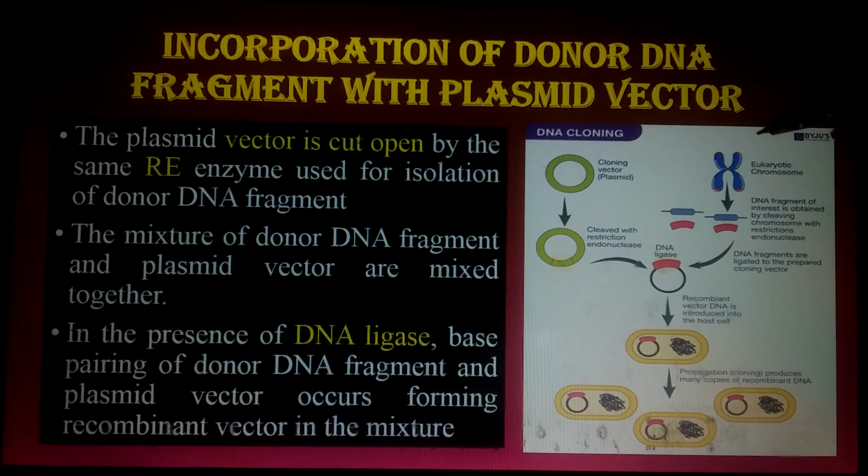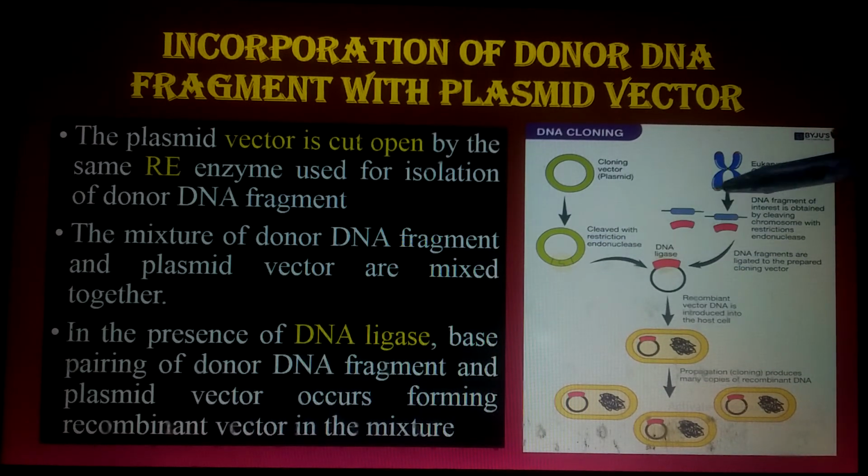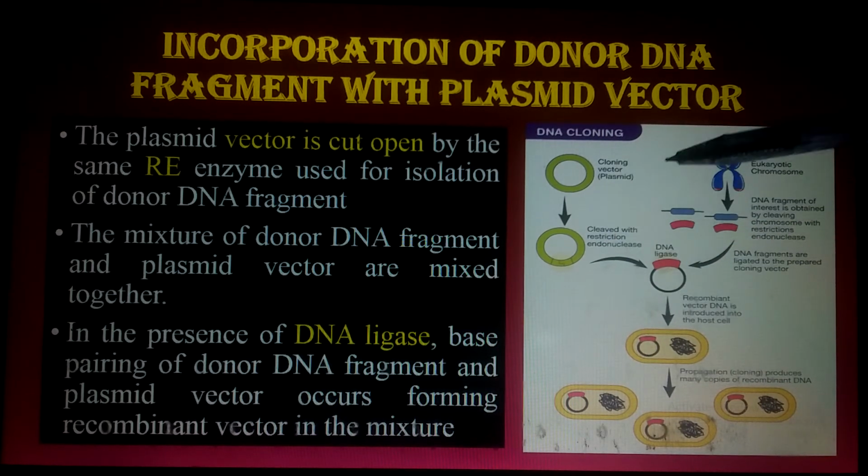Now, incorporation of the donor DNA fragment with the plasmid vector. Here you can see this is the desired gene and this is the vector. After cutting both with the restriction enzyme, what will happen? Rejoining with the help of the ligase occurs, and this is known as the incorporation of the donor DNA into the plasmid vector. The plasmid vector is cut open by the same restriction enzyme. I am not discussing it again and again; I have discussed it in detail.